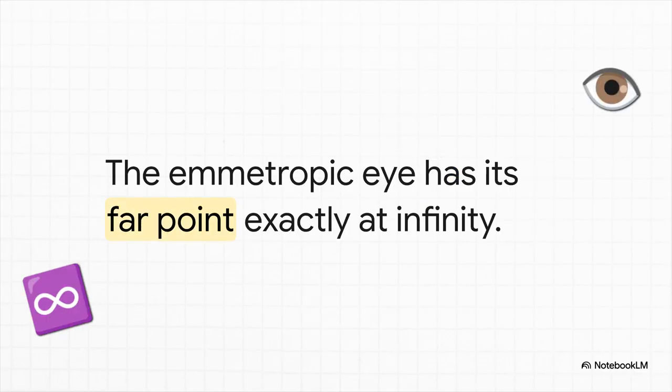Did you get it? The emmetropic eye has its far point perfectly at optical infinity. When an emmetrope looks at a mountain in the distance, parallel rays of light, meaning light with zero vergence, enter their eye, and their natural anatomy perfectly converges those rays onto the fovea without a single diopter of accommodative effort. Infinity is conjugate with their retina. This right here is our ultimate clinical goal.